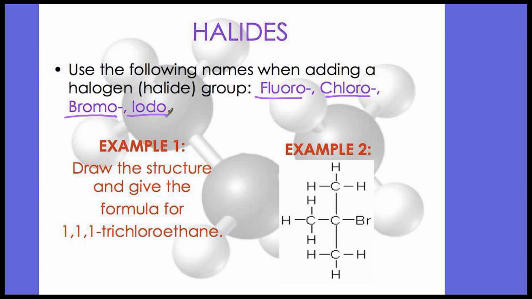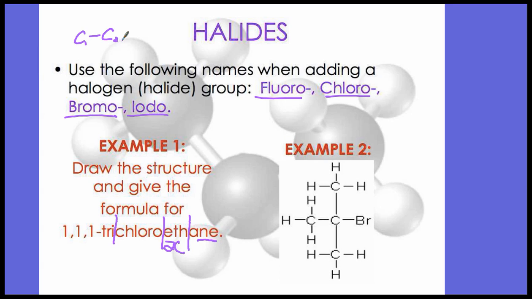Draw me the picture for 1,1,1-trichloroethane. Break it apart. What's it tell me? So we have eth. Eth means 2 carbons. And ane, they are single bonded. So, where do I have space to draw this? 2 carbons, and they are single bonded. That takes care of ethane.